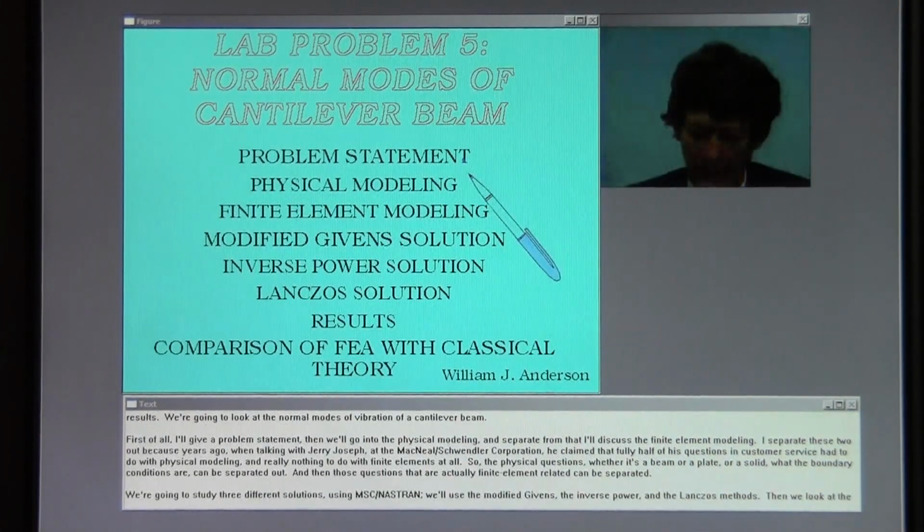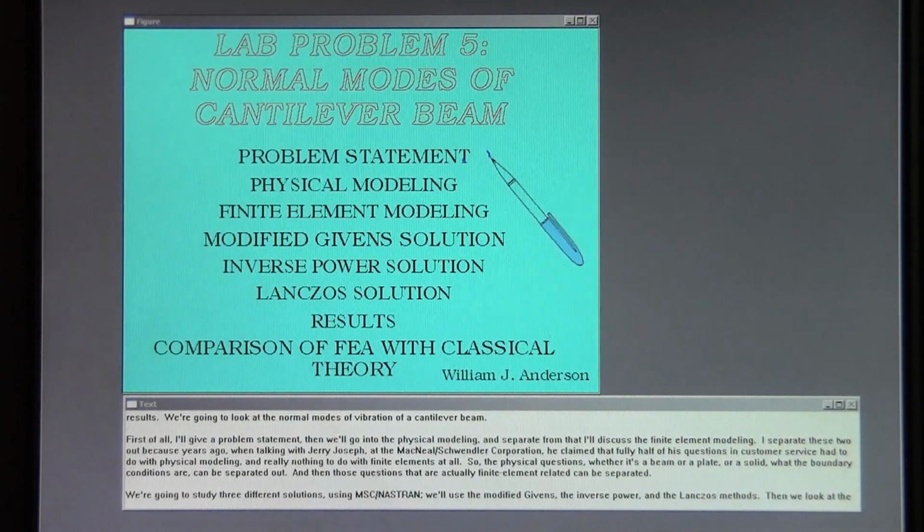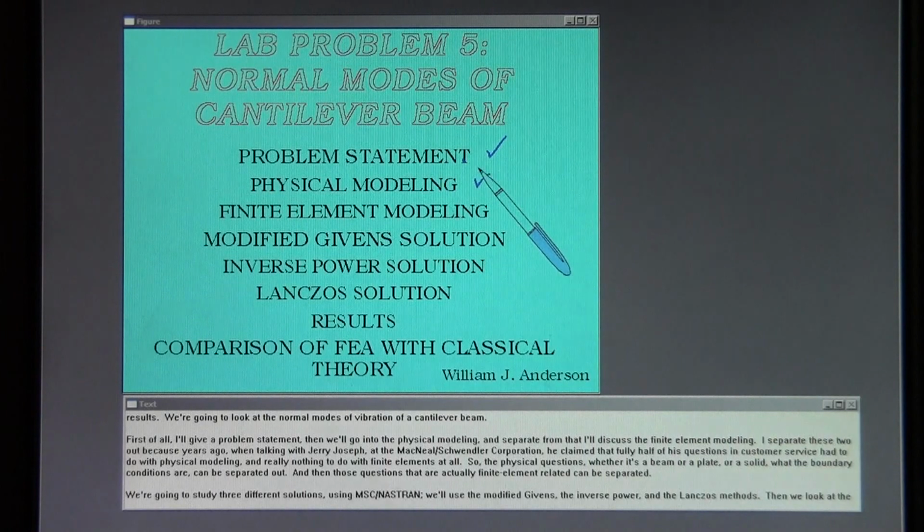First of all, I'll give a problem statement. Then we'll go into the physical modeling. And separate from that, I'll discuss the finite element modeling.